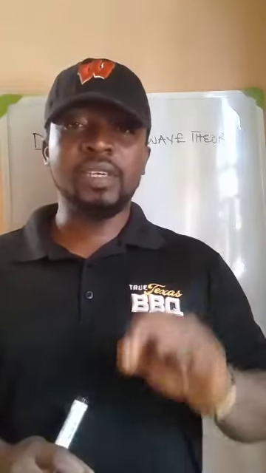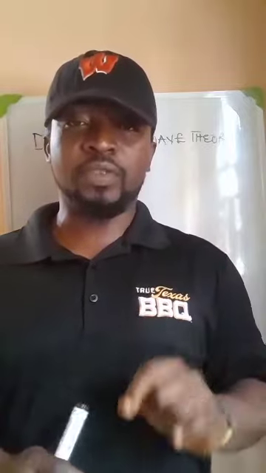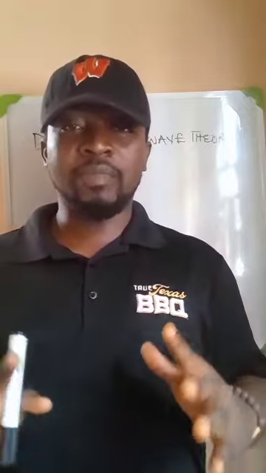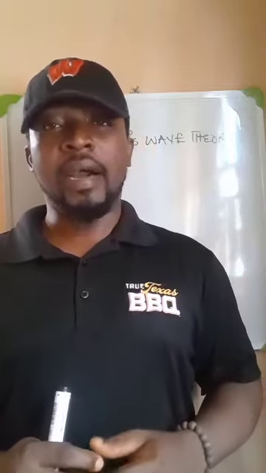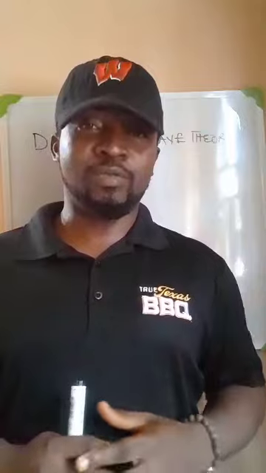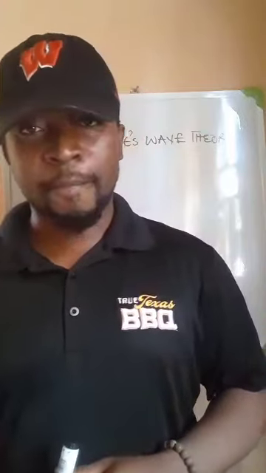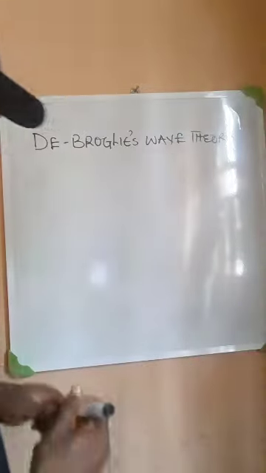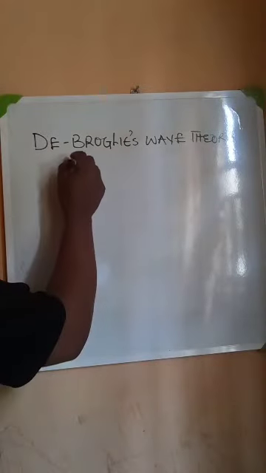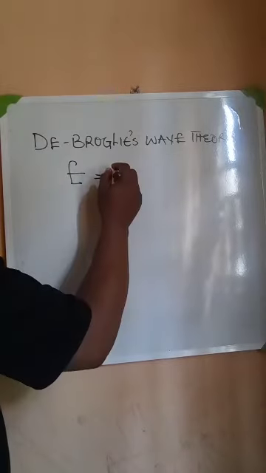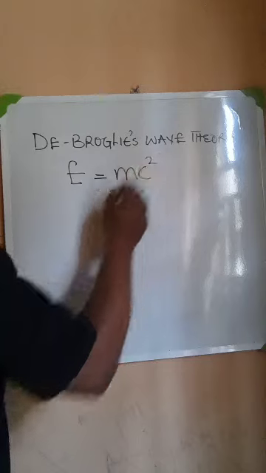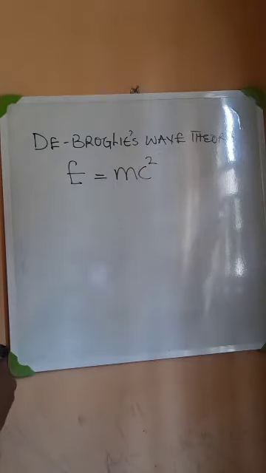And to prove De Broglie's wave theory, we need to start by looking at Albert Einstein's equation and Max Planck's equation, because that is what will lead us to the derivation, okay? Now let's look at Albert Einstein's equation. It says that the energy of emitted radiation can be calculated using E equals mc squared. This is Albert Einstein's equation.